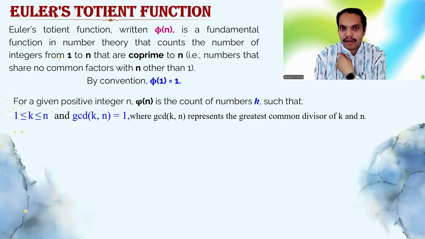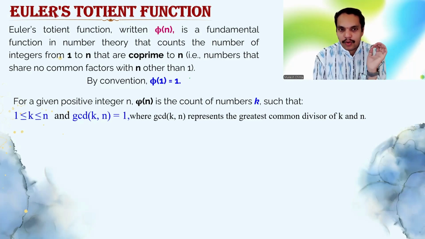It is written as psi of n, which is a fundamental function in number theory that counts the number of integers from 1 to n that are co-prime to n. That means they don't have any other common factors other than n and 1. By convention, psi of 1 is equal to 1.